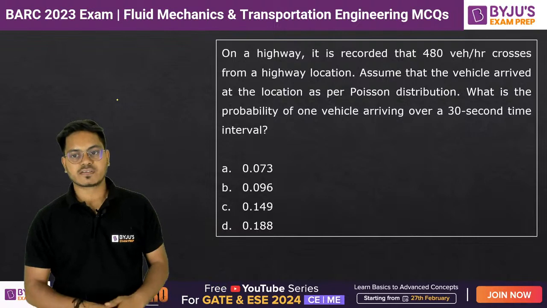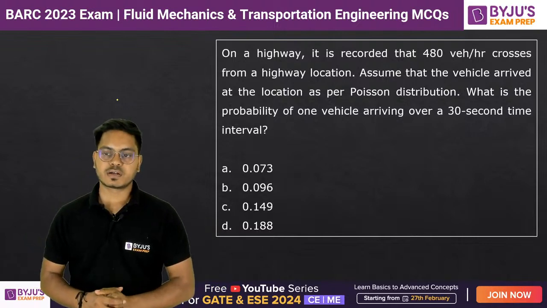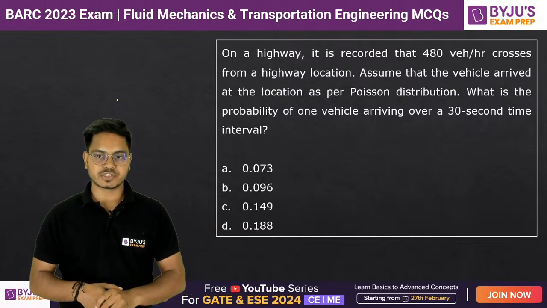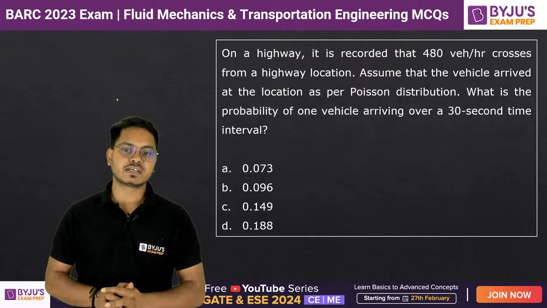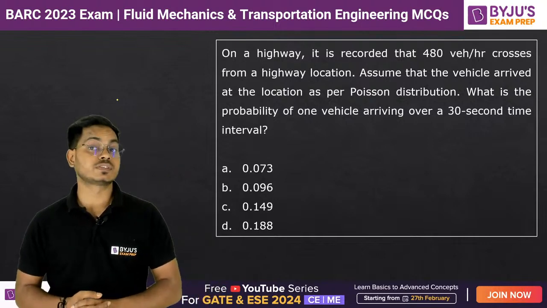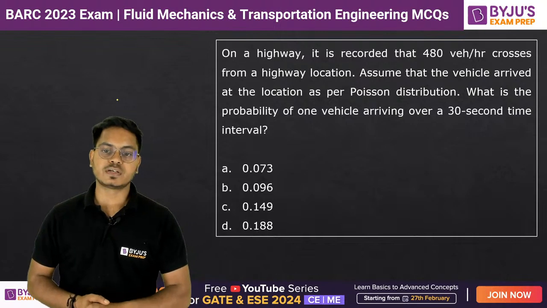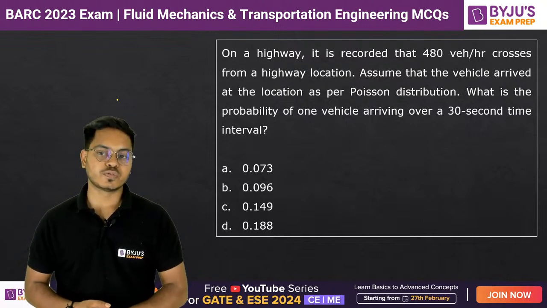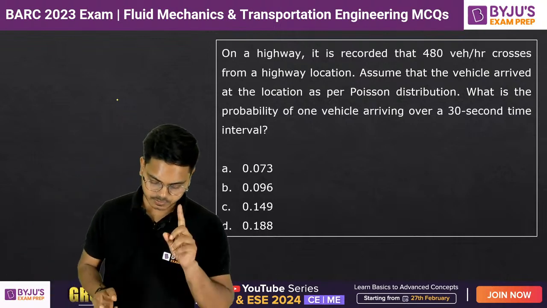Next, on a highway, it is recorded that 480 vehicles per hour cross a highway location. Assume that the vehicles arrive at the location as per Poisson distribution. What is the probability of one vehicle arriving over a 30-second time interval? One vehicle.